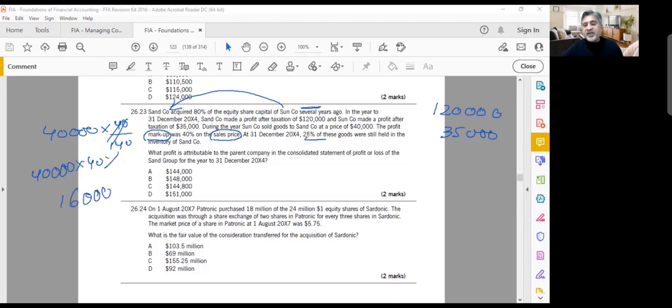At 31st December, 25% of these goods were still held in the inventory of the parent. So into 25%, the unrealized profit is 4,000. 4,000 is my unrealized profit, and that lies within Sand company because the subsidiary sold the goods.